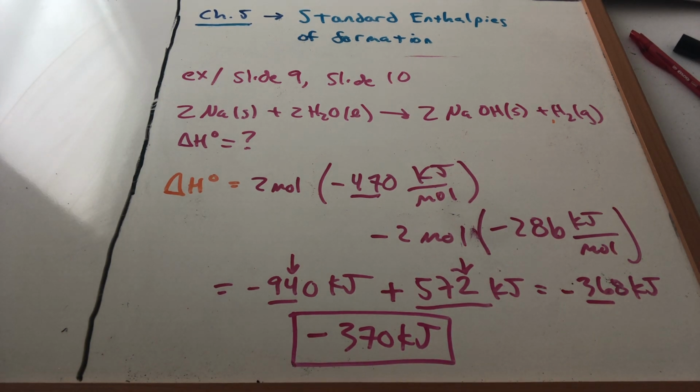Minus 370 kilojoules. And this would be the delta H that you would write next to this reaction to make it a thermochemical reaction.